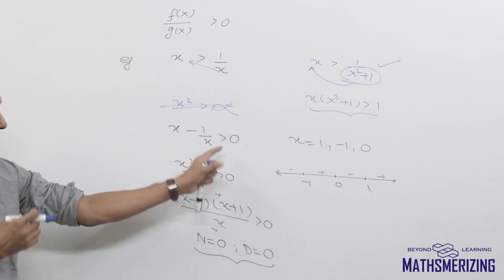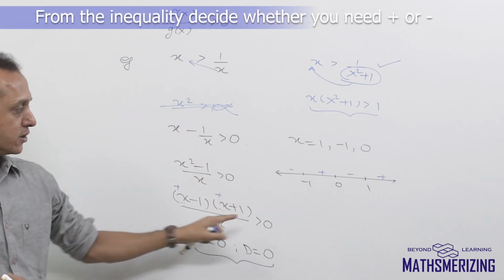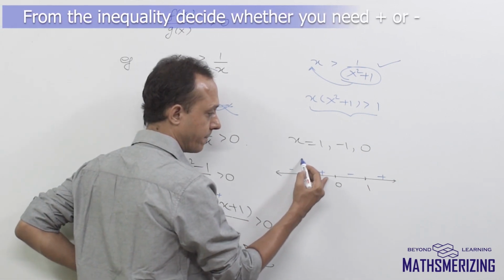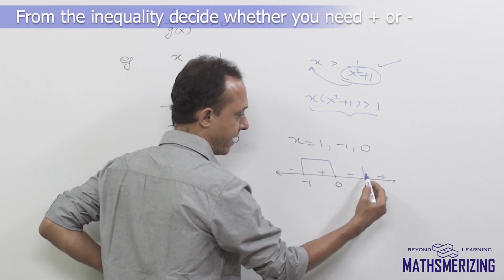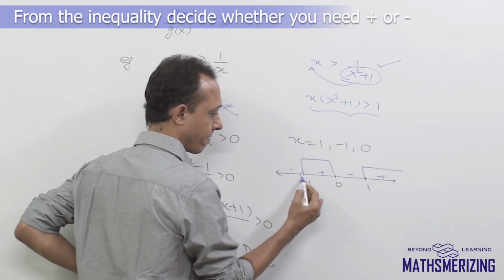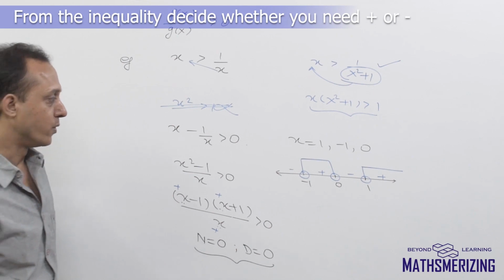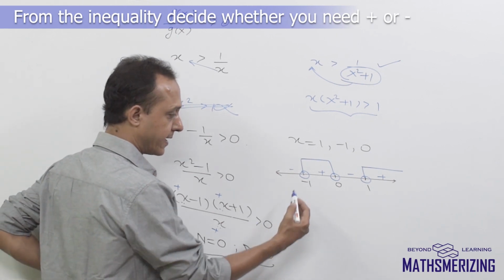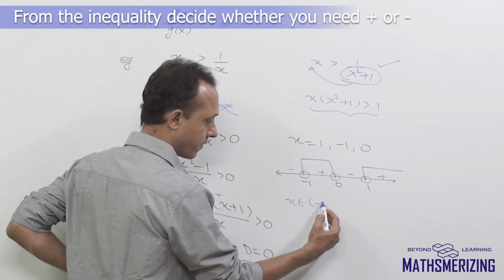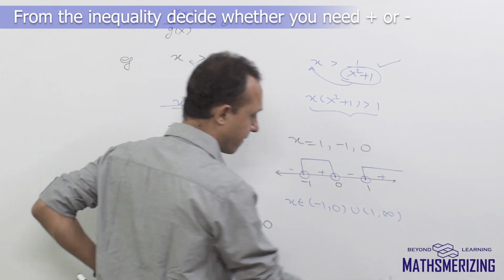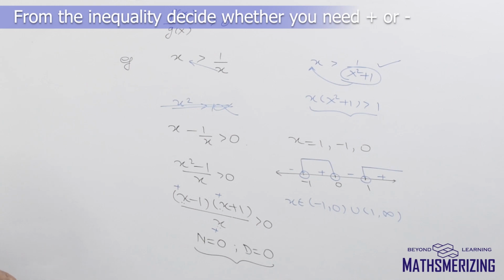Now what do I need? I'll go back to my inequality. It says greater than 0. Greater than 0 is obviously positive value, so I need plus. So this is from minus 1 to 0, and then from 1 to infinity. And there's no equality sign. So I'll simply write x belongs to from minus 1 to 0 union from 1 to infinity.